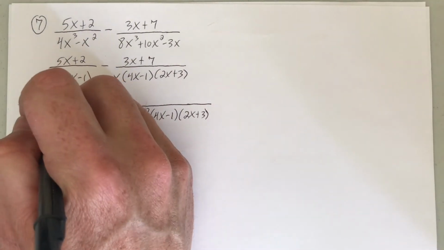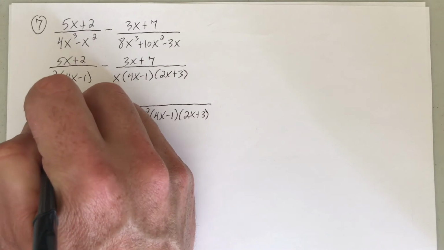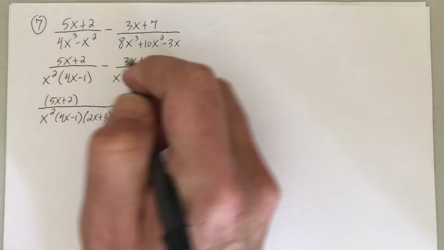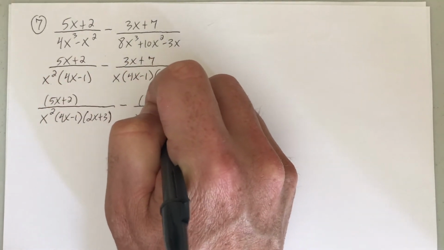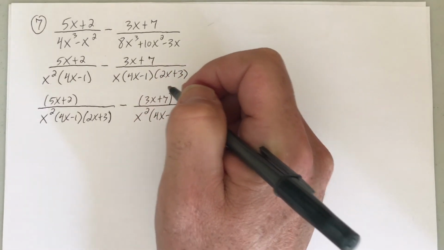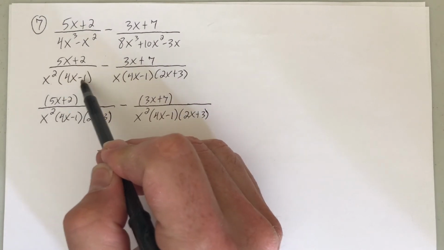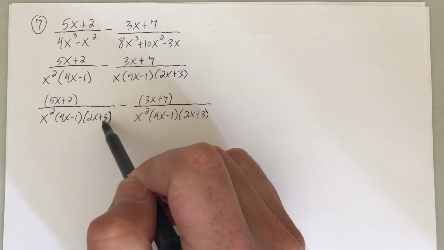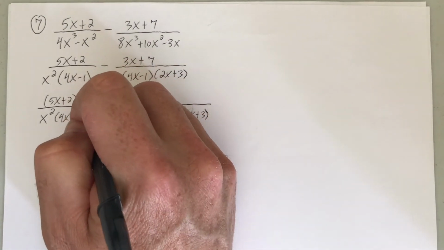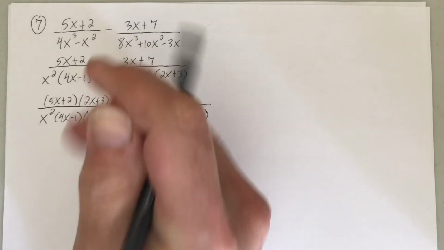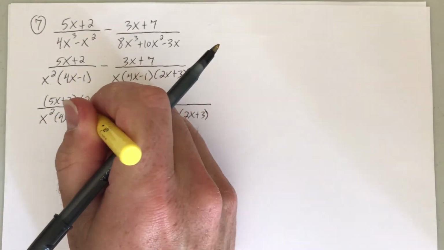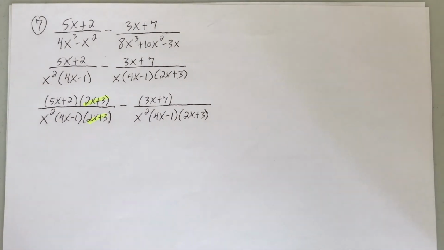So now I have up top the 5x plus 2, and here the 3x plus 7. So let's go ahead and correct for our numerators. So here I have the x squared and the x minus 4, so I have to multiply it by the 2x plus 3. So that's what I needed to do to get that least common denominator and keep it equal.